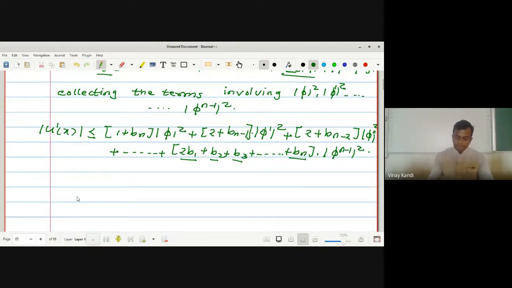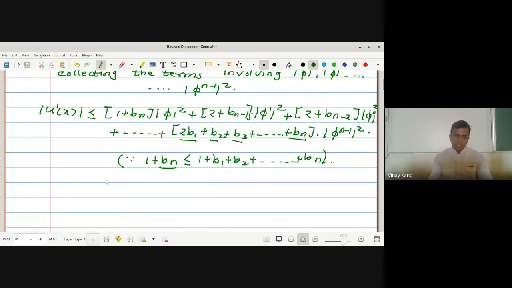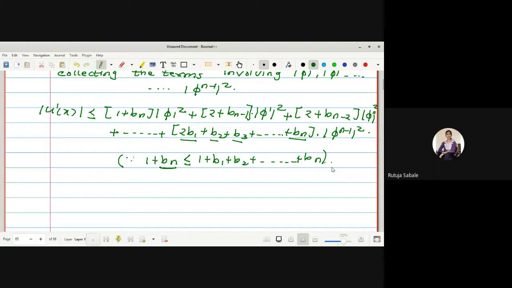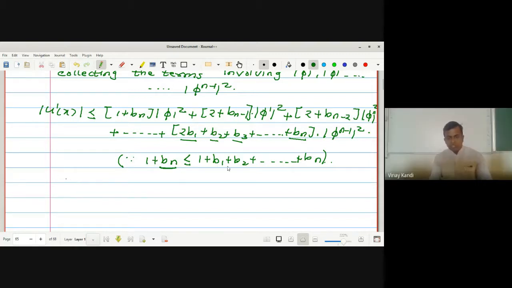Now look here. Since 1 plus bn, all bi's are positive, non-negative quantities, which is less than or equal to 1 plus b1 plus b2 plus up to so on bn. What have we added to 1 plus bn? b1, b2, non-negative constants. So we get 1 plus bn is less than or equal to 1 plus b1 plus b2 up to so on bn. Okay, so adding some positive terms in the right hand side. Any doubt in this statement? No, sir. So here all the b's are non-negative.